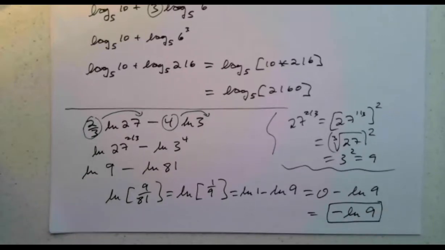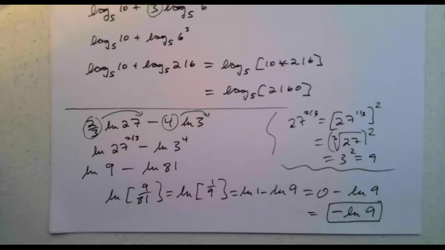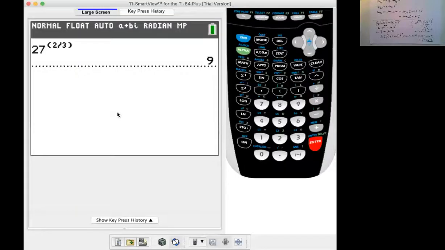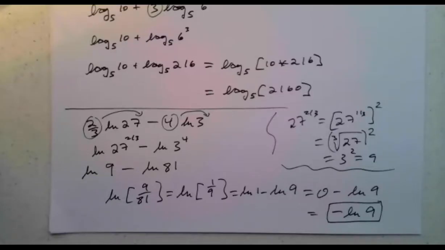Now let's check that on the graphing calculator. So we had 2/3 natural log 27 minus 4 natural log 3. Let's see if that really is the same as minus the natural log of 9. So again, here we go, 2/3 times the natural log of 27 minus 4 times the natural log of 3. And we get this answer. Is that the same as minus natural log 9? Minus is here, remember. Natural log 9 gives me the same thing. So indeed, we feel good about that. That one is correct. And I have a couple more of these I want to do.